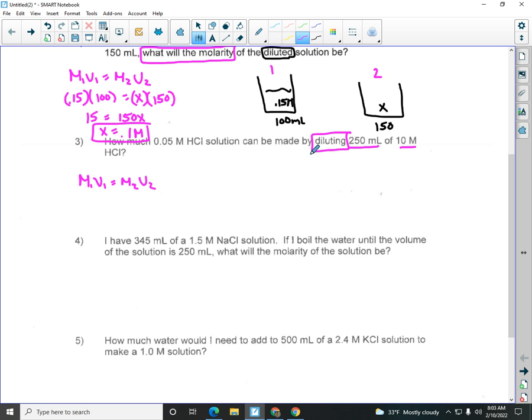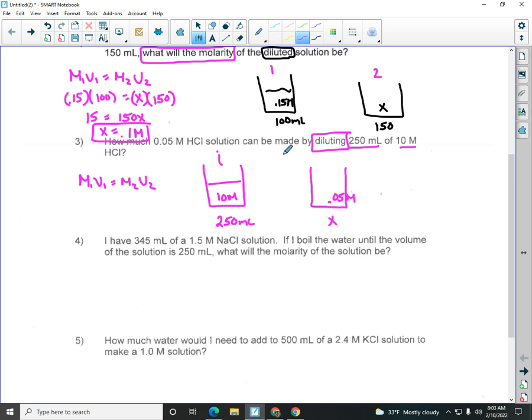250 milliliters of 10 molar. Here I have 250 milliliters of 10 molar solution, and I'm going to make it into a 0.05 molar solution. What's my new volume? How much can I make? What's the volume that I can make?